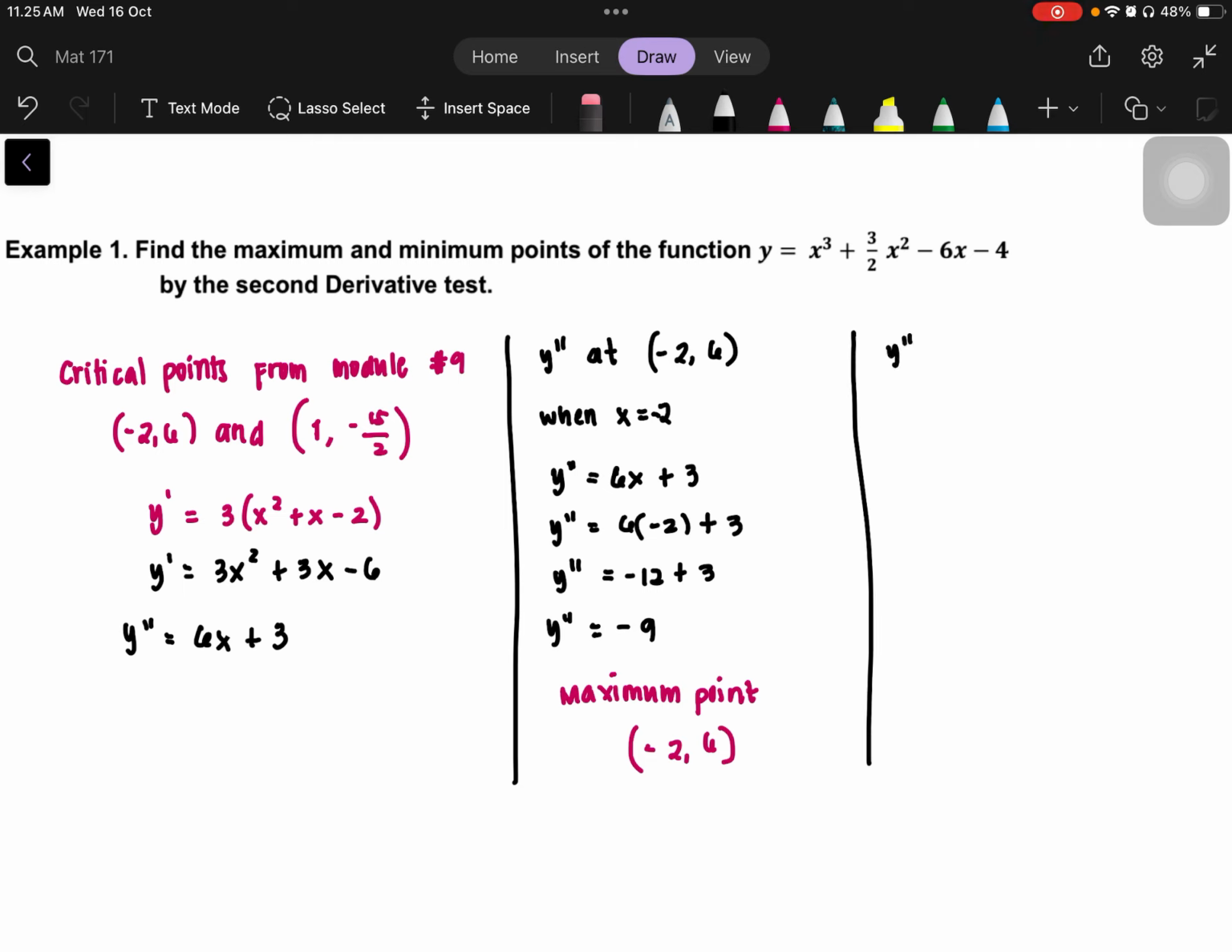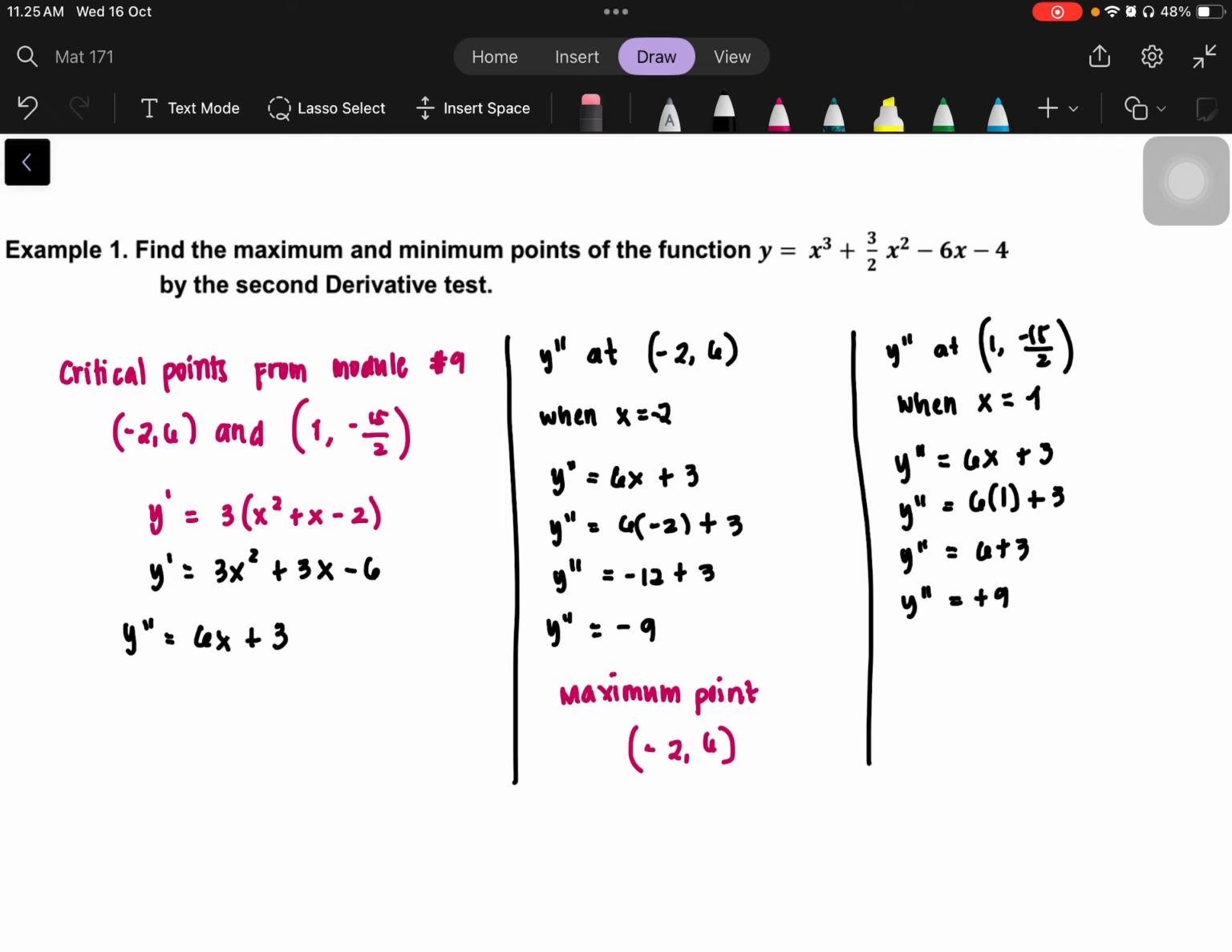Okay. So, next naman natin, y double prime or second derivative at 1, negative 15 over 2. Sabihin, when x is equal to 1. Okay, so y double prime is equal to 6x plus 3. Y double prime is equal to 6 times 1. Ano lang natin, substitute, plus 3. Then y double prime is equal to 6 plus 3. Y double prime is positive 9.